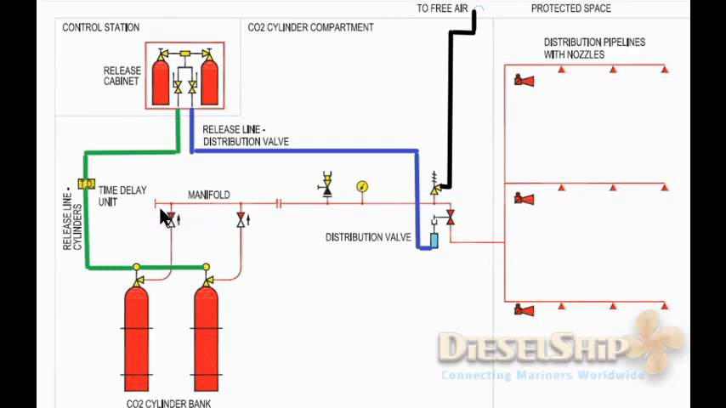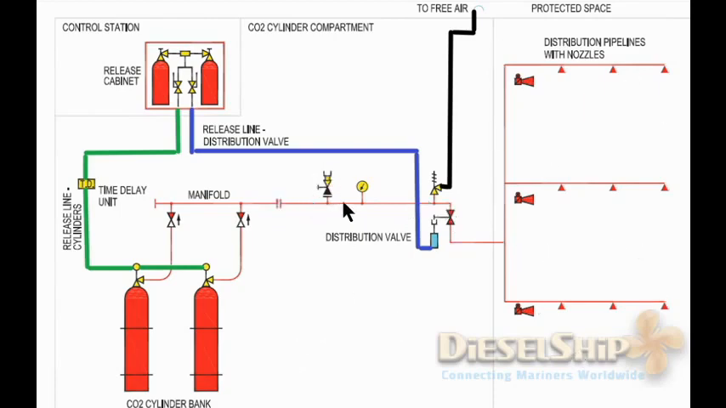Let's now concentrate on the main manifold. You definitely have to have a blank over here, so that for any maintenance purpose you can isolate the CO2 bottle section, blank it, and then carry out maintenance on this area.